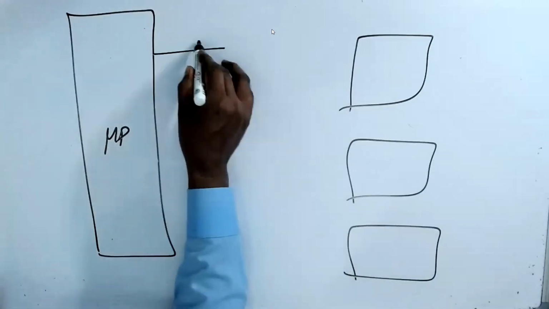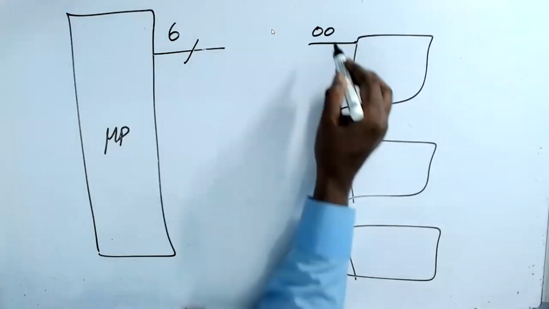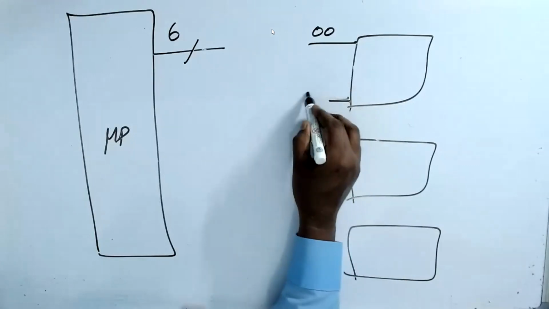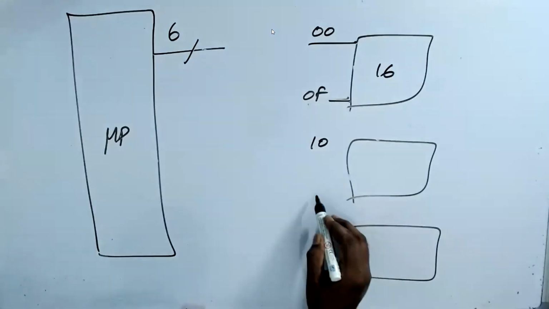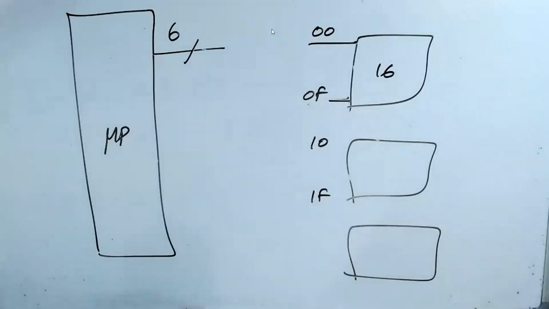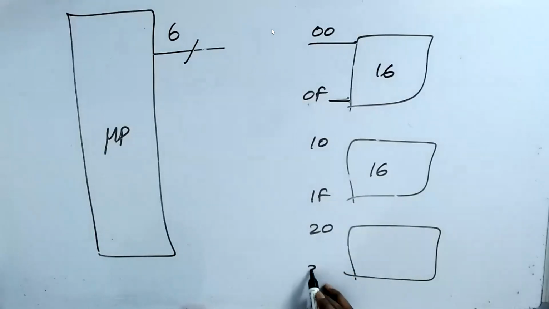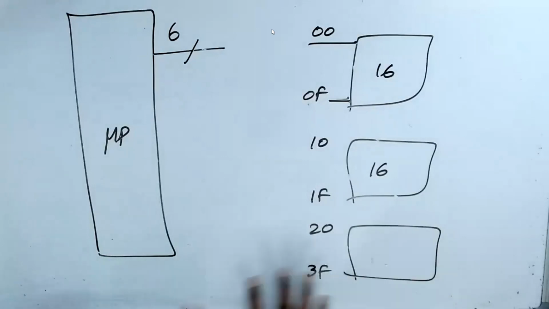And I'm having a 6-bit address, assuming. This device is from 00 to 0F. That is 16 bytes. This one is 10 to 1F. That is another 16 bytes. This one is from 20 to 3F. 16 bytes. Okay. We have 32 bytes.